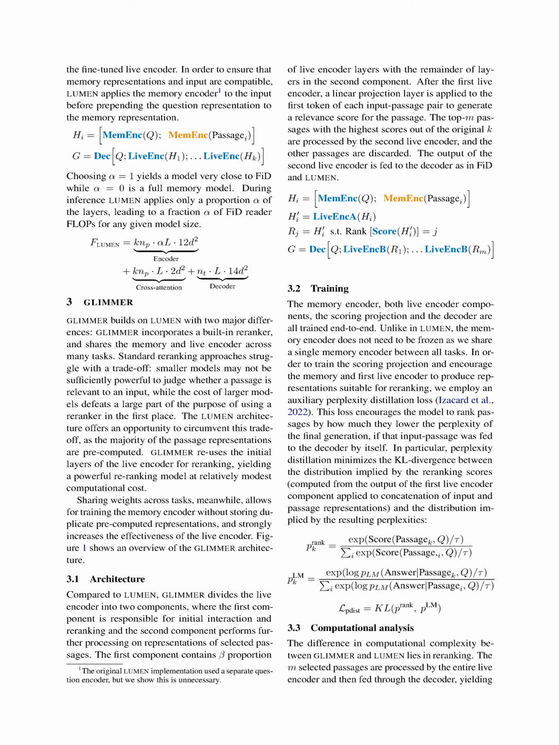Section 3 Glimmer. We're introducing Glimmer, a system that improves on previous models with two significant changes. Firstly, it includes a built-in reranker, and secondly, it shares the memory and live encoder across multiple tasks. Let's explain what this means.